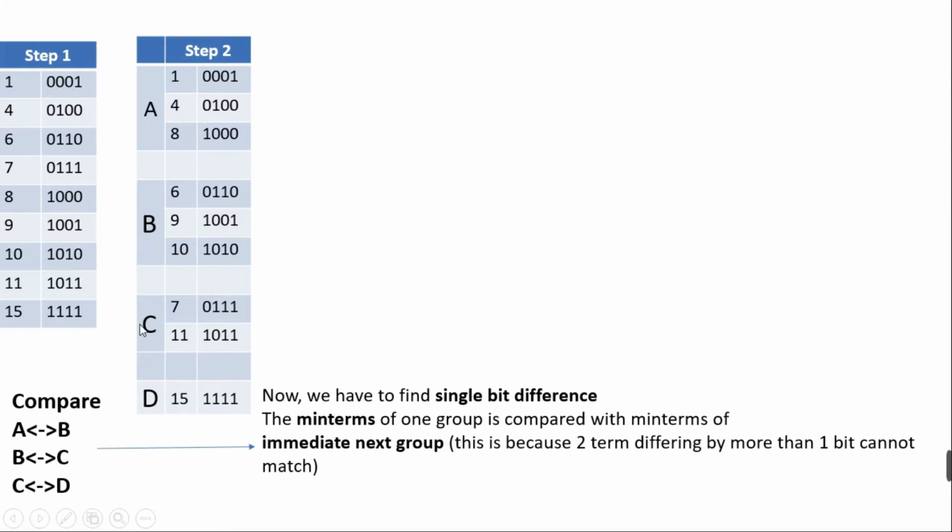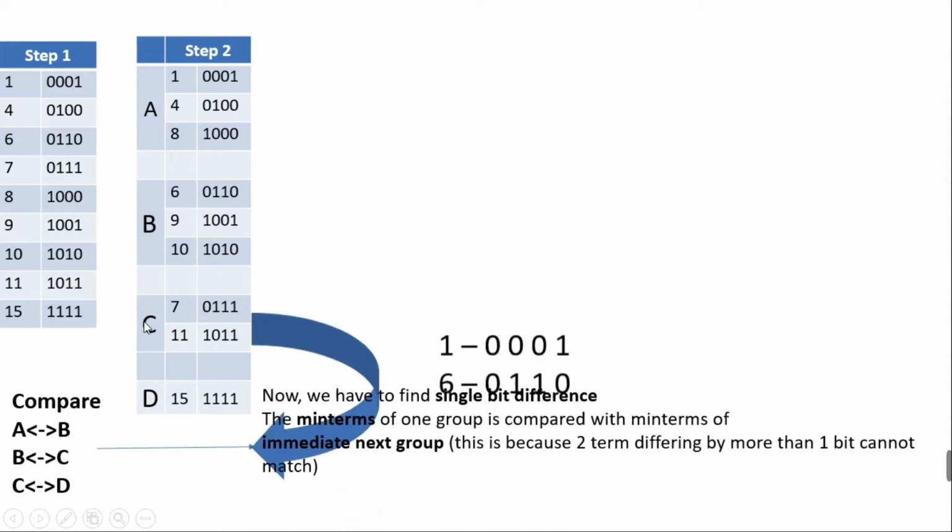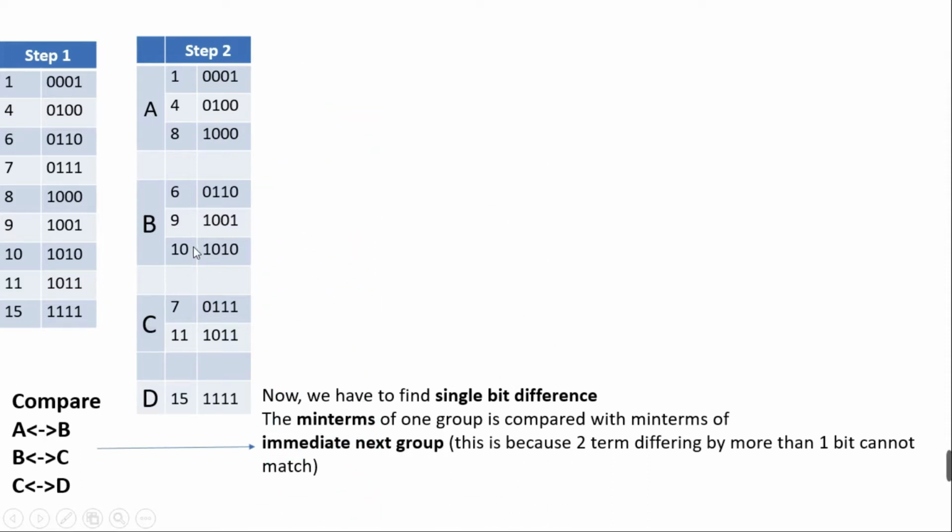Okay, so let's continue. During the comparison we're going to compare all the min terms of one group with all the min terms of its immediate next group. At first let's check the scenario for A and B. We're going to compare 1 of group A with all the elements of group B.